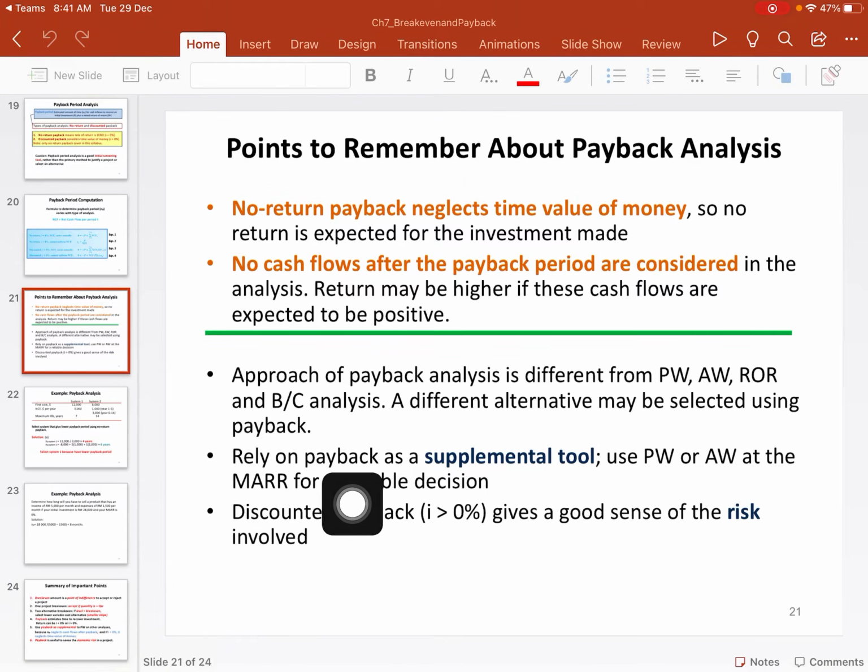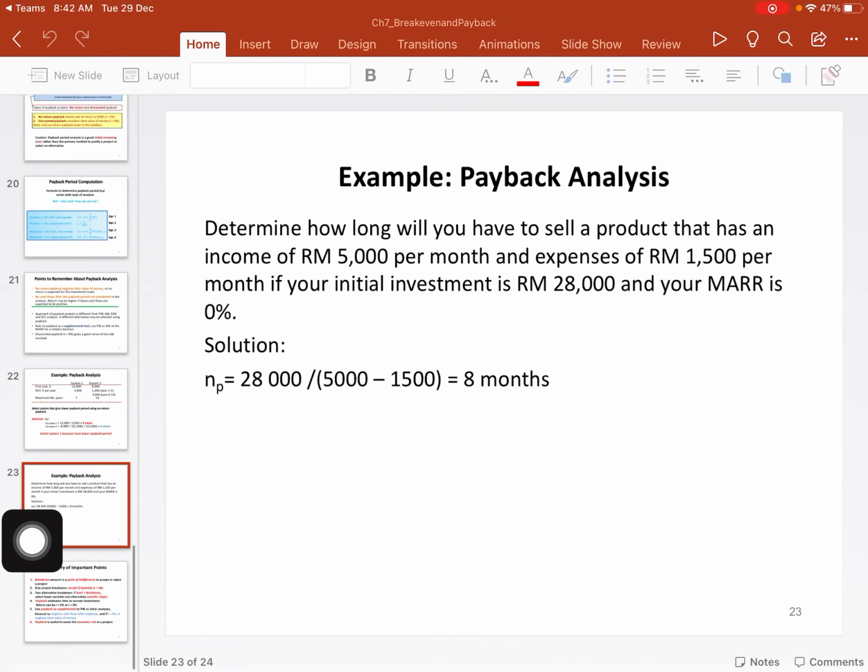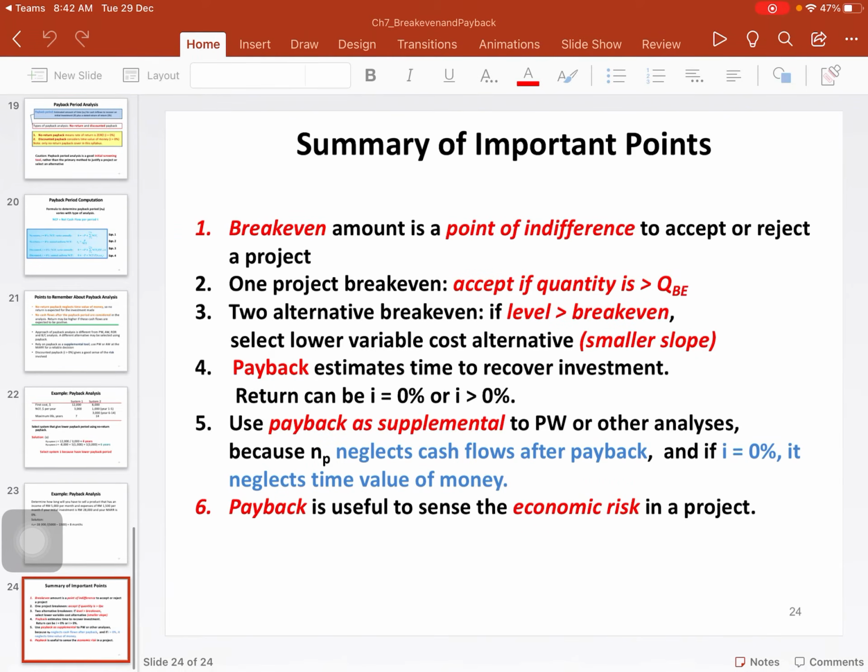Rely on payback as a supplemental tool, and then use PW or AW at the MARR for a reliable decision. So whatever decision you make, please use PW or AW. Payback is just a tool. And lastly, payback at R equals 0% gives a good sense of the risk involved, whether the investment is high risk or low risk. So we have examples over here for you to look at. And we come to the end of the lecture.